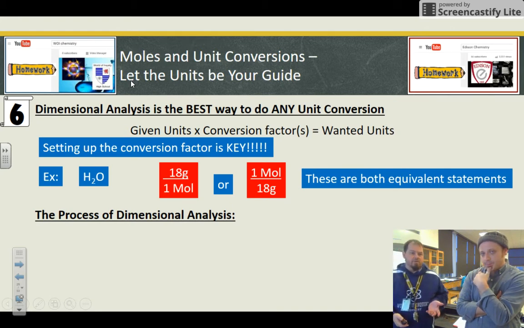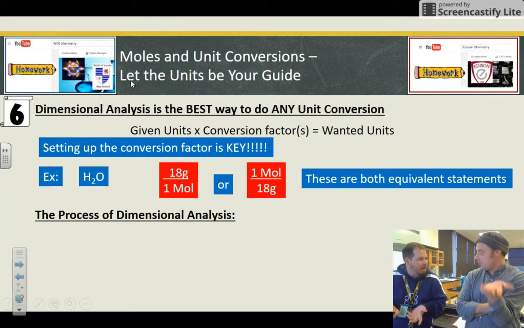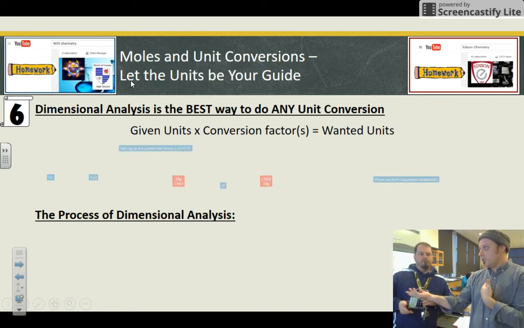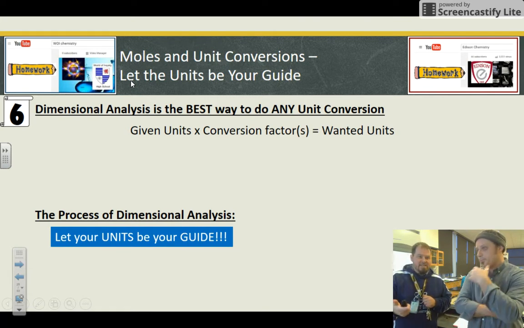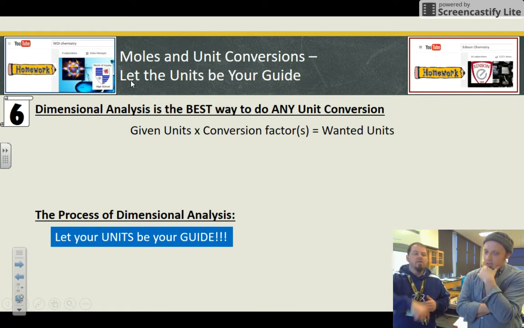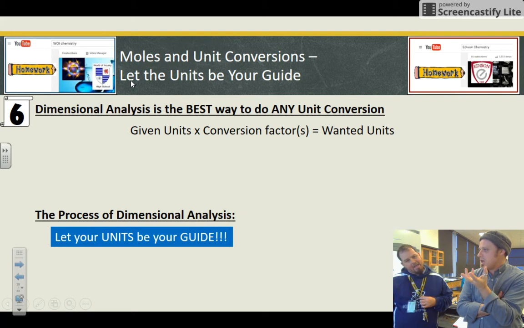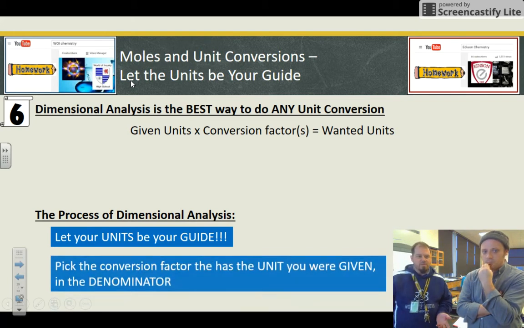What we need to learn to do is not only calculate that 18 grams per mole, but now learn which one of these particular fractions to insert to get what we want. If we're given grams and have to get to moles, we have to use one. If we're given moles and have to get to grams, we have to use the other version. And our catchphrase is: let your units be your guide. The units will show you what to do.